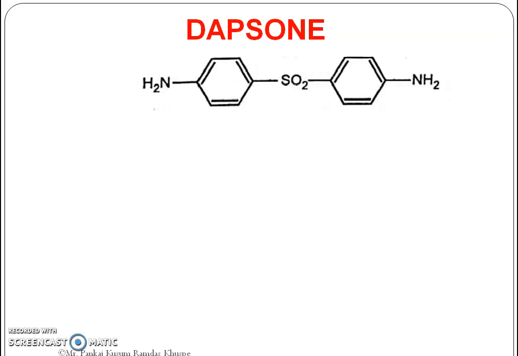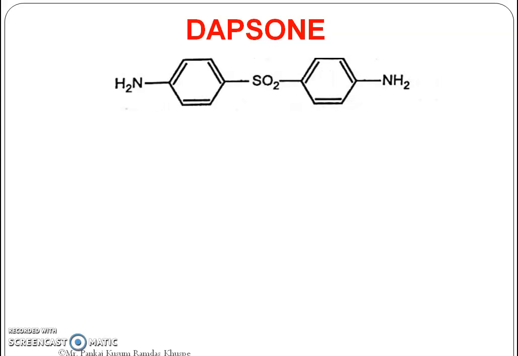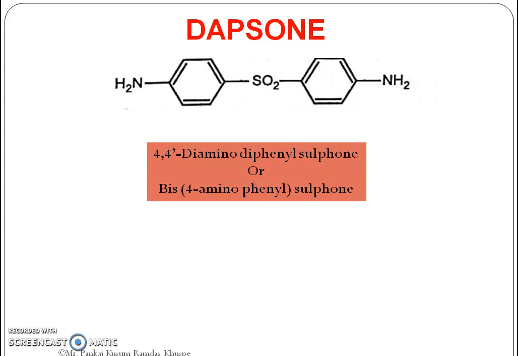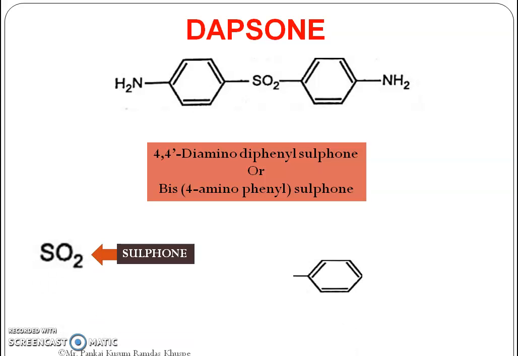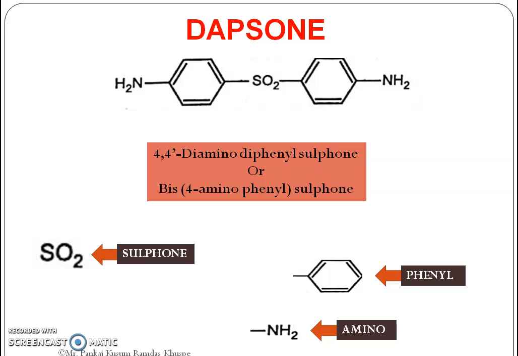Next point, now we are going to start with the first compound, dapsone. The structure of dapsone is present on the screen, which consists of a basic sulfone group in the middle with two phenyl rings and two amino groups in it. So the IUPAC name of dapsone is 4,4'-diamino diphenyl sulfone, or we can call it bis(4-aminophenyl) sulfone also.